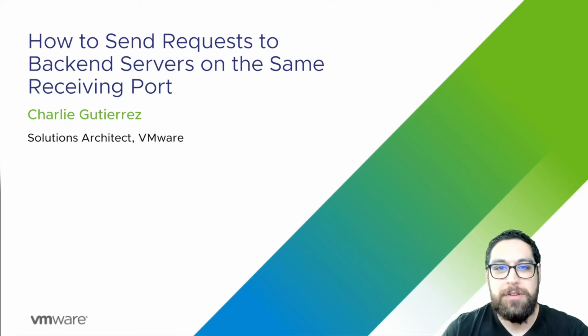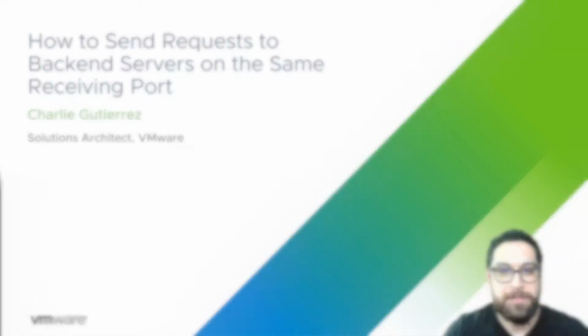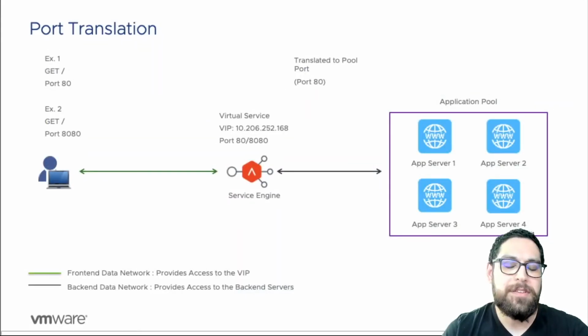My name is Charlie Gutierrez, and today we're going to be discussing how to send requests to a backend server on the same port as that received on the front end. So if we take a look at this diagram I have here, we'll see we have a virtual service that's listening on both port 80 and port 8080. We have a client on the left-hand side doing a couple of requests. First one is a GET on port 80, second one is a GET on port 8080.